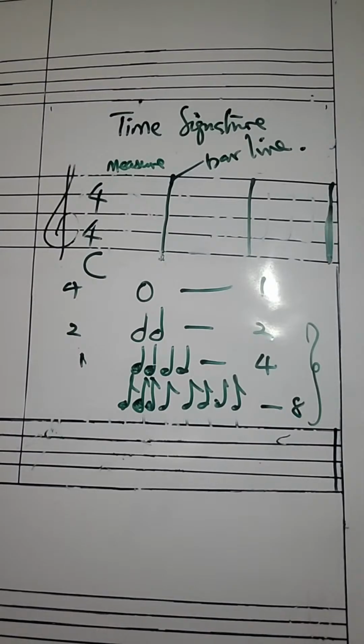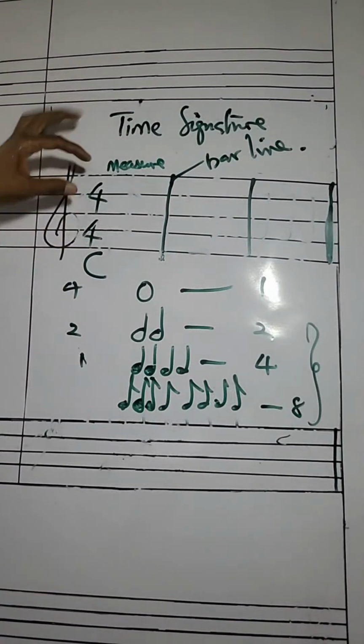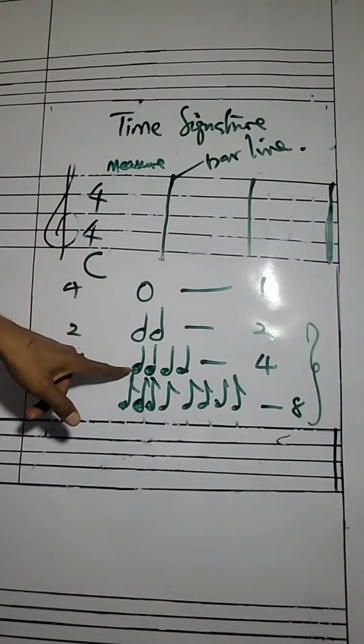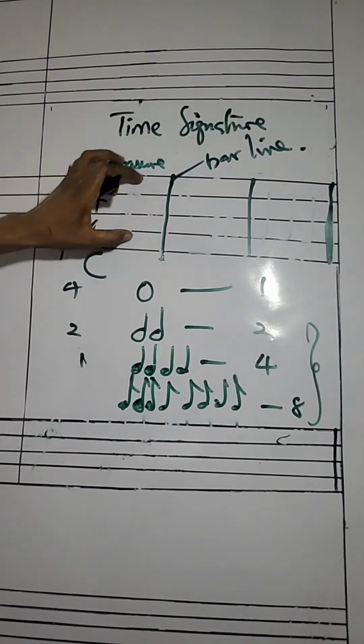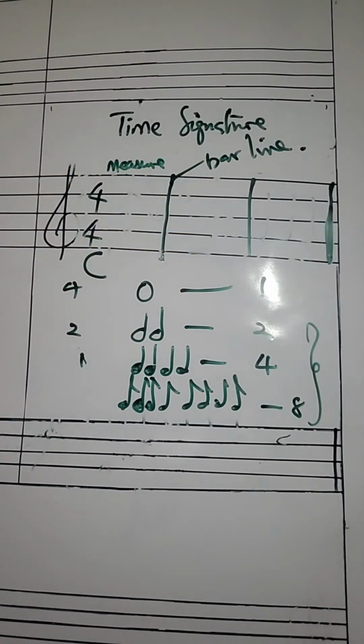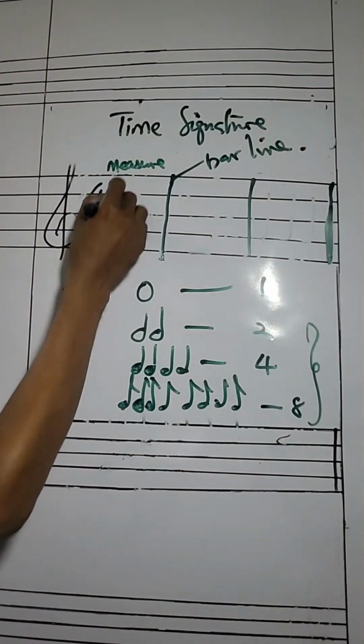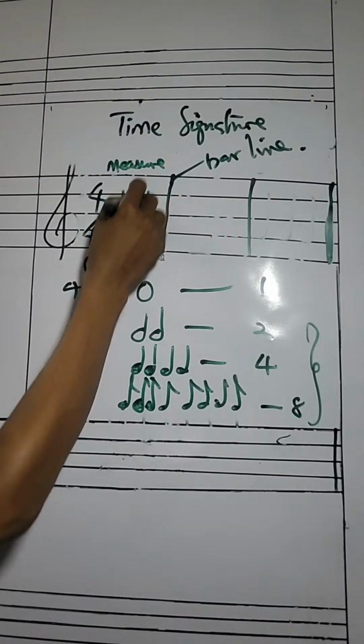So that is it. So your 4/4 here is telling you that there are 4 quarter notes in a bar. That is to say that we have 4 beats in a bar. And note, it's not necessary that you must always have 4 of these in a bar.